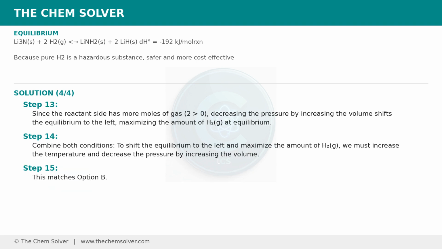Since the reactant side has more moles of gas, 2 greater than 0, decreasing the pressure by increasing the volume shifts the equilibrium to the left, maximizing the amount of H2 at equilibrium.